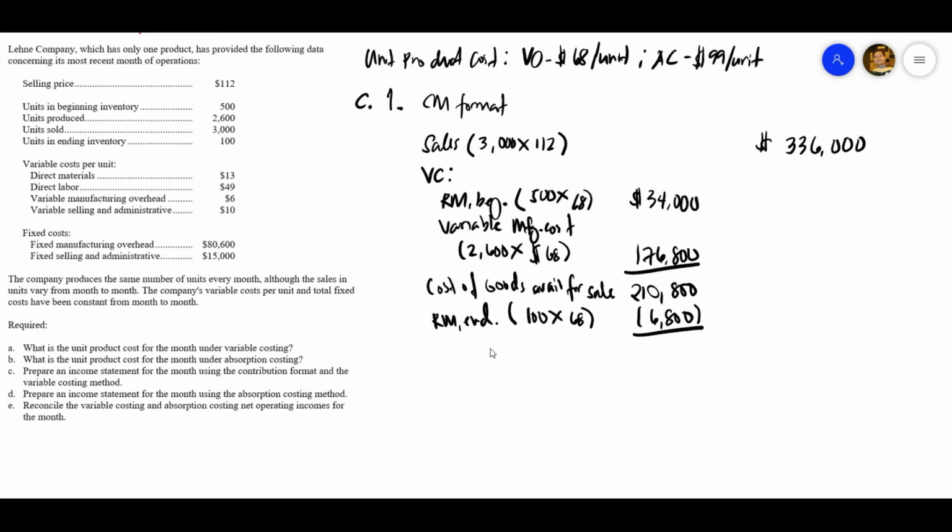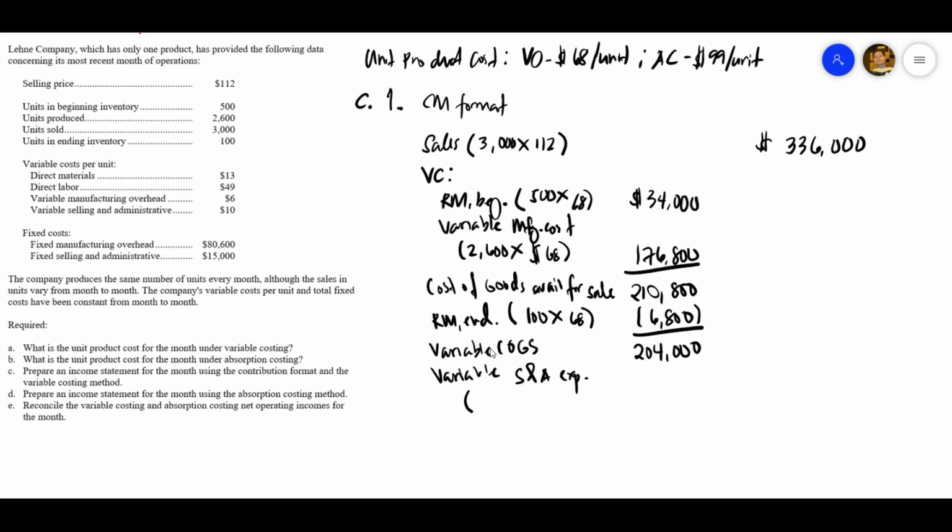When we deduct the raw material ending from the cost of goods available for sale, we call it your variable cost of goods sold. Its value now is 204,000. Are we done? Not yet. We need to get the variable selling and administrative expenses.